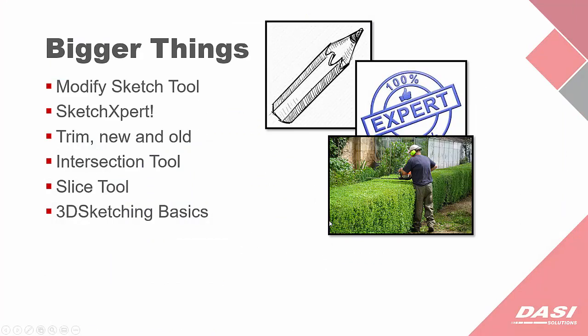We have the intersection tools, slice tools, and basic 3D sketching basics. If you guys are ever in a 3D sketch and you're beating your head against the screen, use the tab key. That's all I'm going to give you as a hint. You guys can get a hold of me and look me up online. I do work for DASI Solutions, so my email is out there. If you really, really want to know some secrets about it, it's the tab key. That's all I was going to show you on that. So I'll leave that as a little bit of a hint.